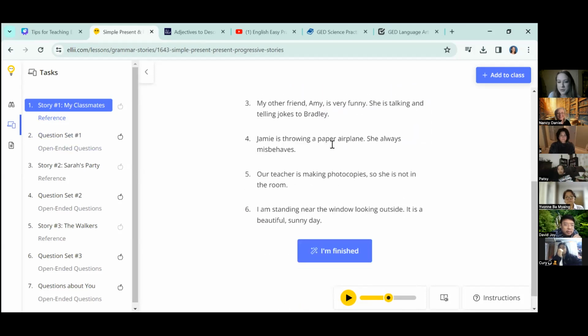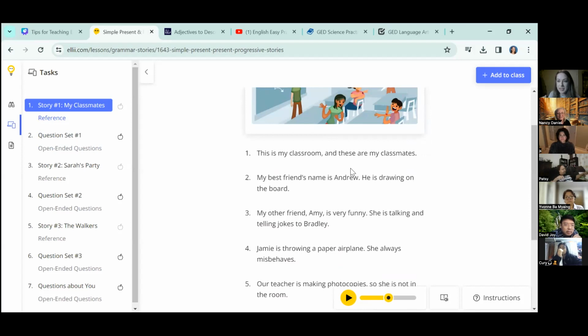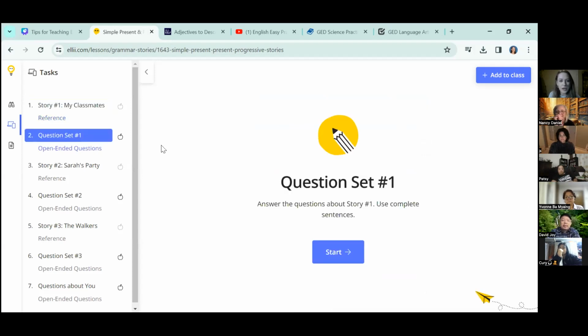So let's say you get through this whole little activity. Maybe you have to listen to it a few times. Maybe you have to clarify some vocabulary words along the way. And then you move on to the question set.